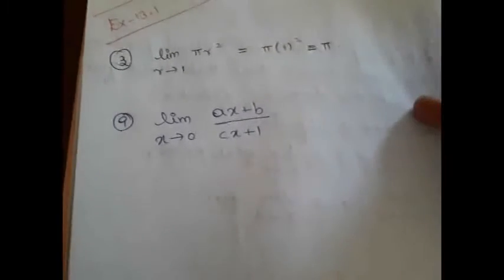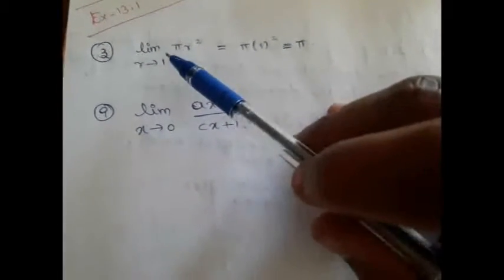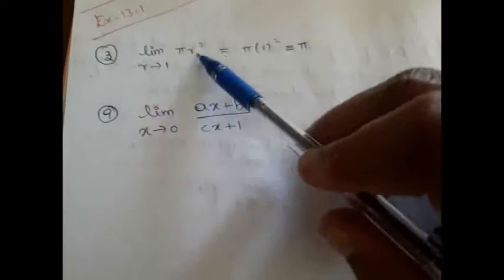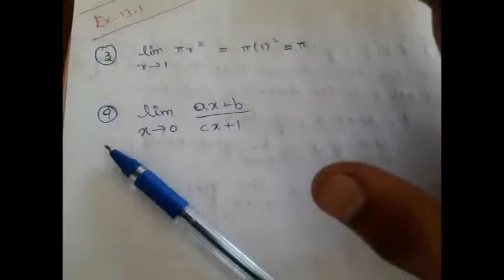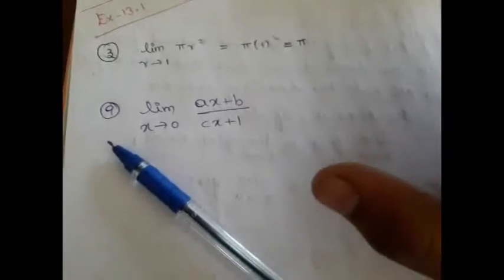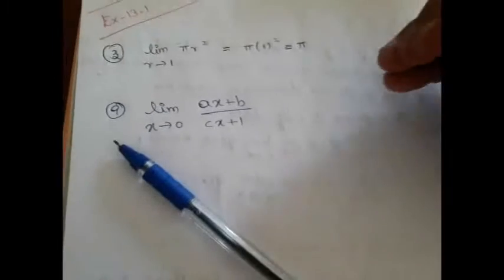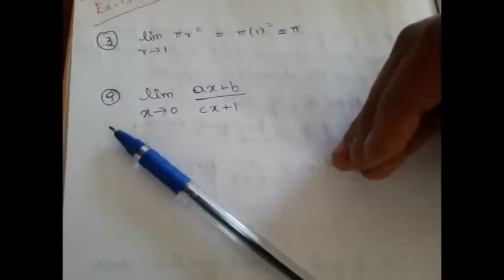So already in exercise 13.1 we have completed till question number 8 in the previous class. Now we have left question number 3 in between. Limit r tends to 1, pi r square. So the first step is you have to apply the limit to the variable. After applying the limit, if you are arriving at an answer, well and good, you can stop the problem. If suppose you end up with 0 by 0 form, then only you should proceed to the next step, right?